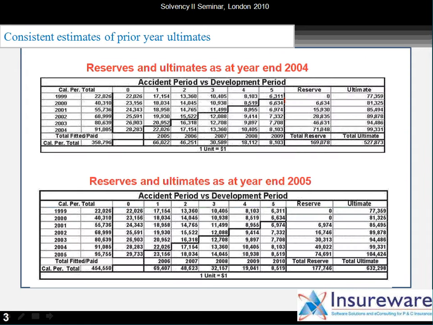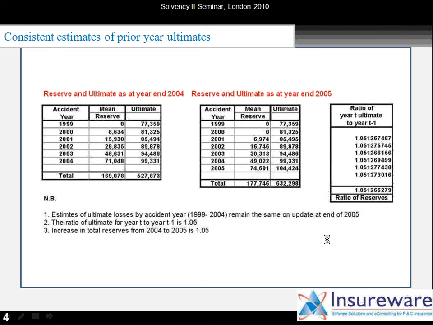And let's suppose that we have complete runoff after 5 years or 6 years. So at development year 5, there's no more to pay thereafter. Okay, so that's what the numbers look like at the end of the year 2004. If the first accident year is 1999, we get the reserves and the ultimates, and then we take another calendar year, and go to the next calendar year, where the predictions, of course, are exactly the same as observations, it's deterministic, and so on.